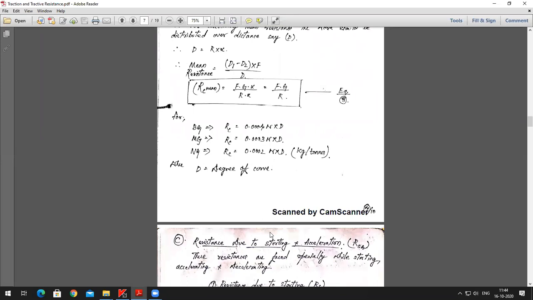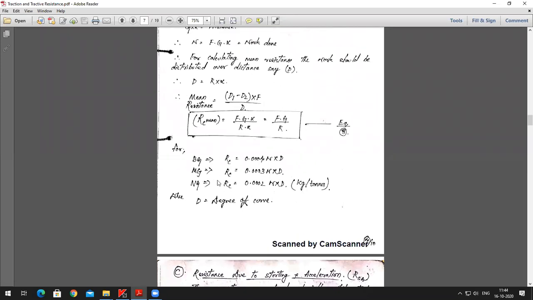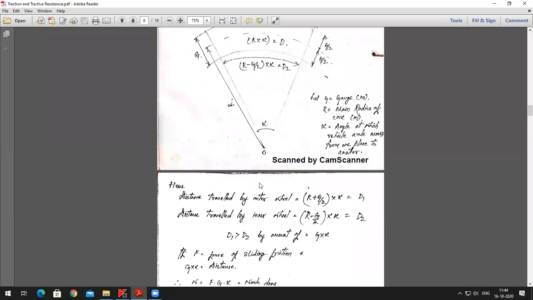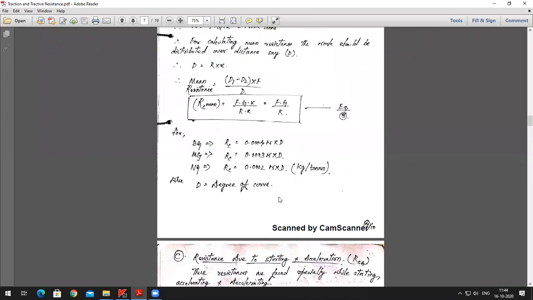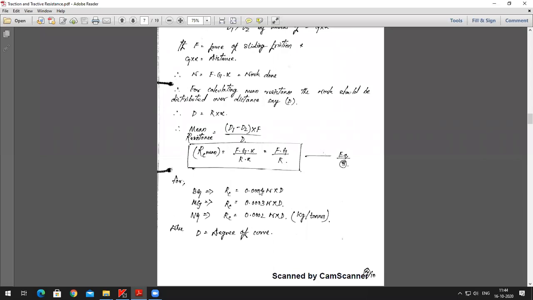So you will not be getting a separate question only on these equations individually. It would be a combined problem which will have all the equations that we have studied till now, and the ones that we are going to study ahead. So this was about resistance due to curve and gradient, the second one.